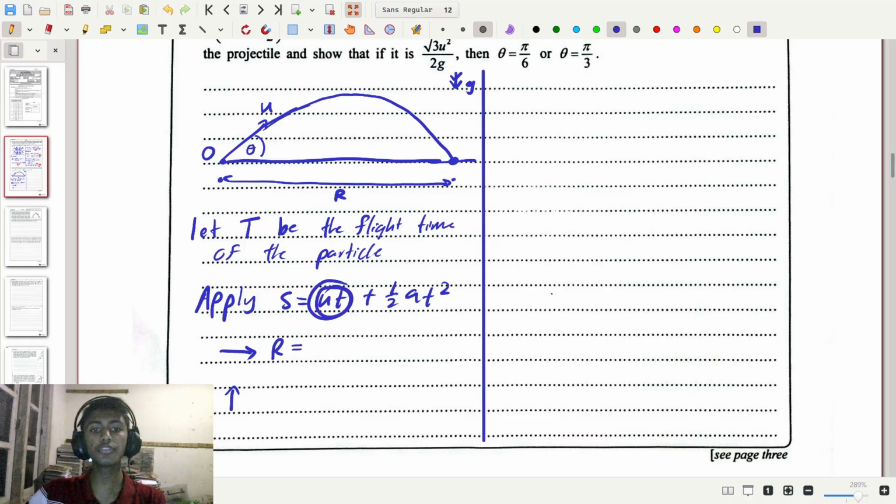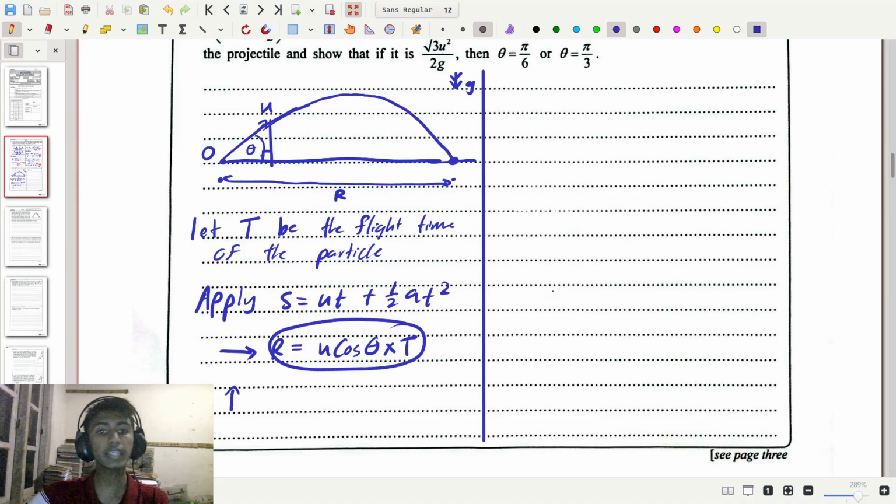Now if we then consider this ut term in the horizontal direction, the initial velocity u is actually u cos theta, since the actual horizontal velocity is going to be u times the cosine of theta. This velocity is the velocity in the direction which is an angle theta above the horizontal, but we want the velocity in the direction of the horizontal. So here, if we take this triangle and we consider the angles that we have, this side length here is going to be u cos theta, which means that the horizontal velocity of the particle is u cos theta, which needs to then be multiplied by the time, which is capital T. Now what we have here, r equals u cos theta times T, is going to be equation 1.